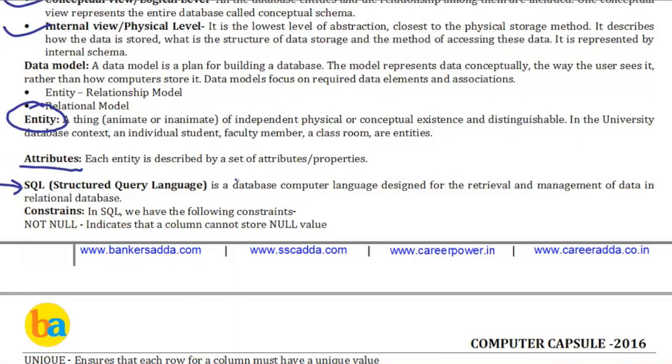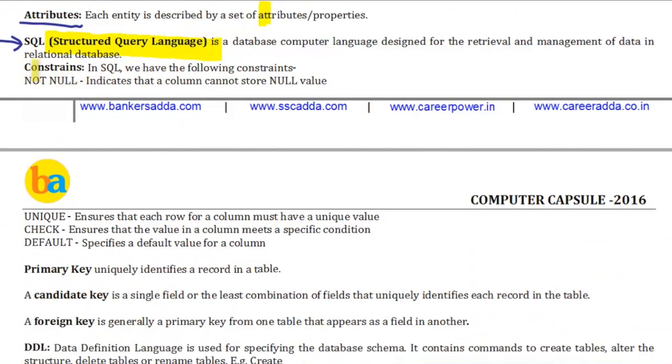SQL, this is an important term related to DBMS. SQL is an abbreviation for Structured Query Language, and it is a computer language that is designed for retrieval and management of data in RDBMS. And in SQL, we have constraints, which are not null, unique, check and default. The constraints, if applied to a table, are those conditions which necessarily have to be met. They are used to maintain data integrity and data consistency.